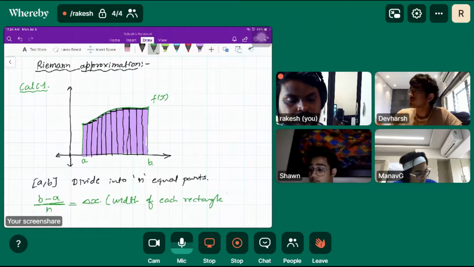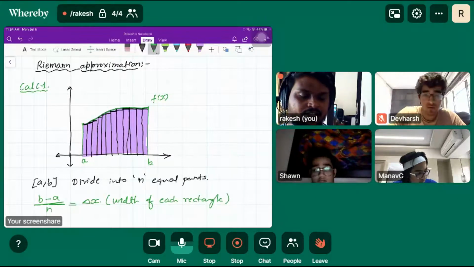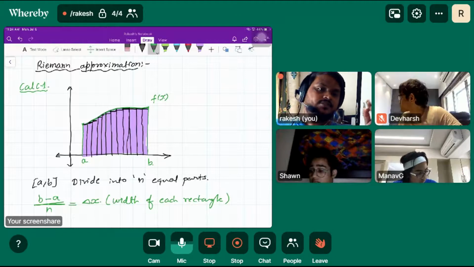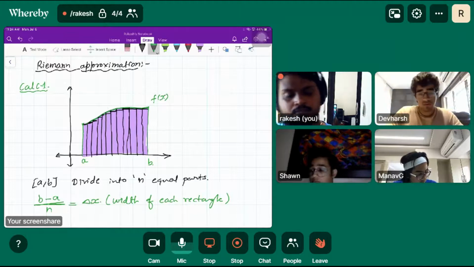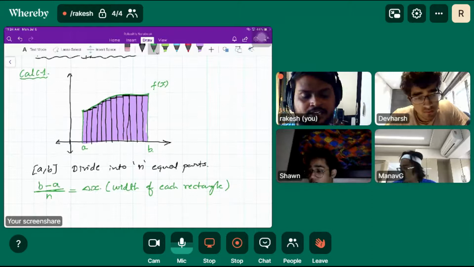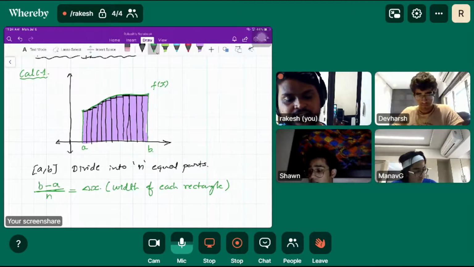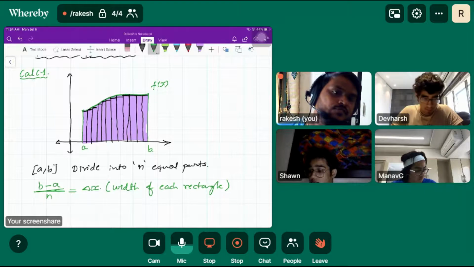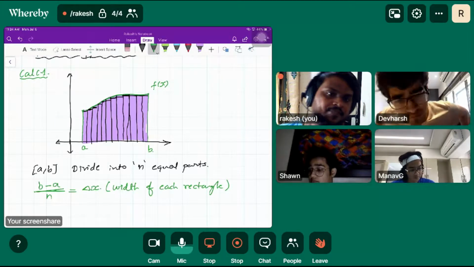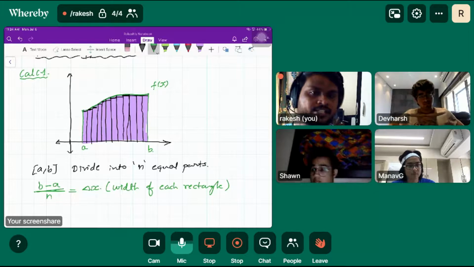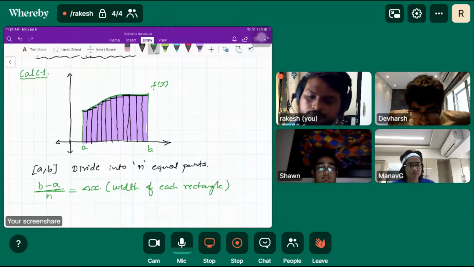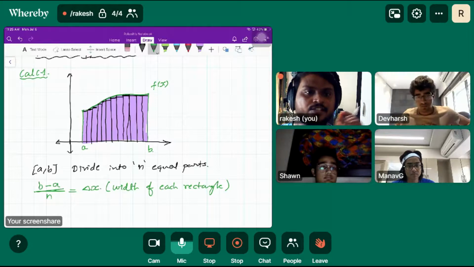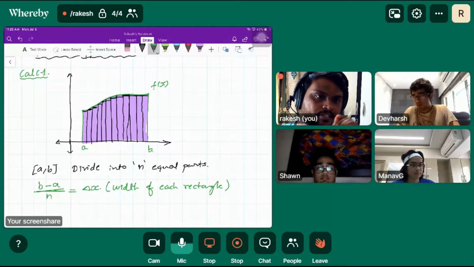Since it is n equal parts, the width is the same for each rectangle. So b minus a upon n is equal to delta x, which is the width of each rectangle. How do we find the length, or height, of each rectangle? At that point, the f of x value. So which x value are we supposed to plug into the function?